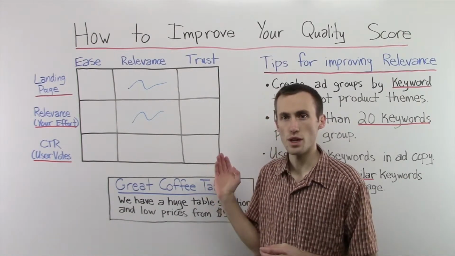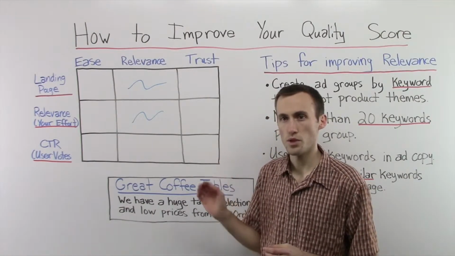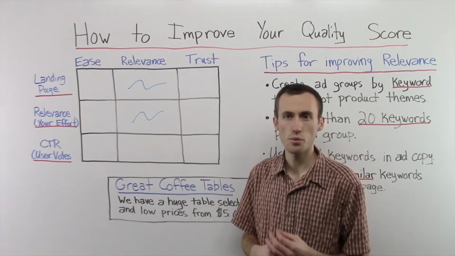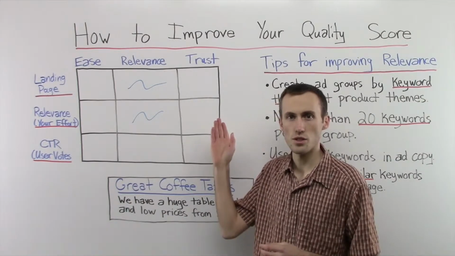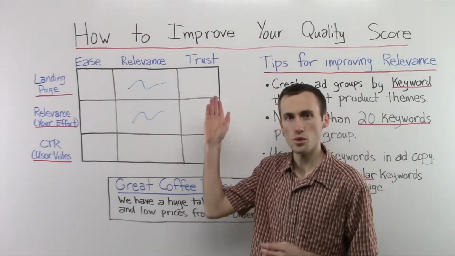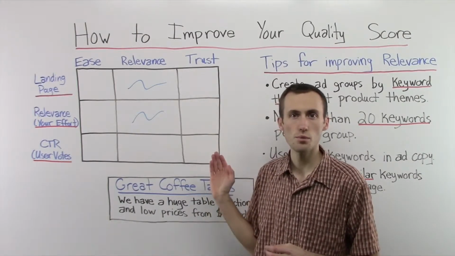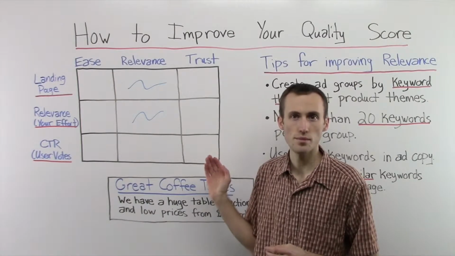The last one is trust. There are two main elements of trust. One is trust you earn from Google, and the other is trust earned from consumers. This section is trust you earn from Google, while these two contain things that you can do to help develop trust with your client base.